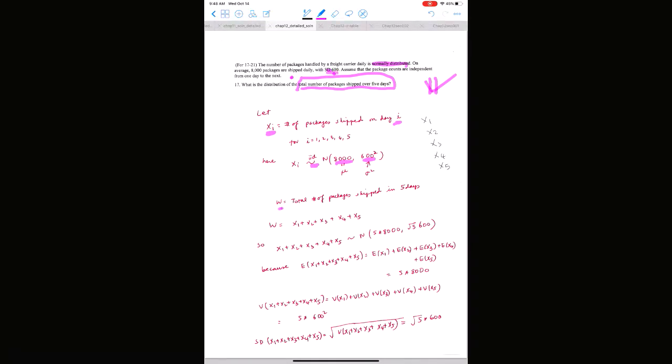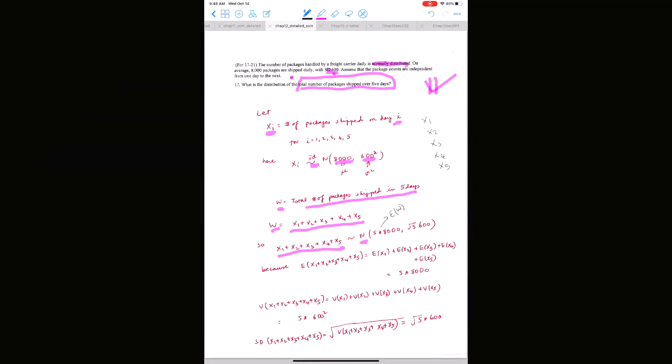So W is equal to the total number of packages shipped in 5 days. So W equals X1 plus X2 plus X3 plus X4 plus X5. This sum follows a normal distribution whose mean is the mean of W. So this is essentially my expected value of W. What is the expected value of W?